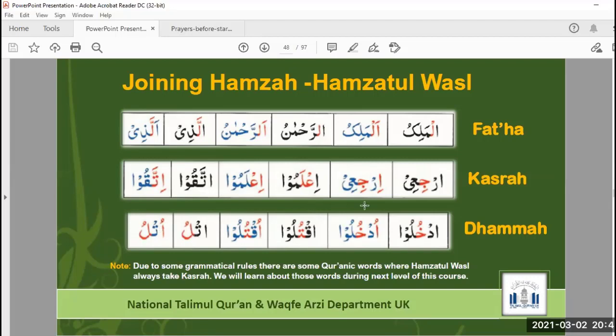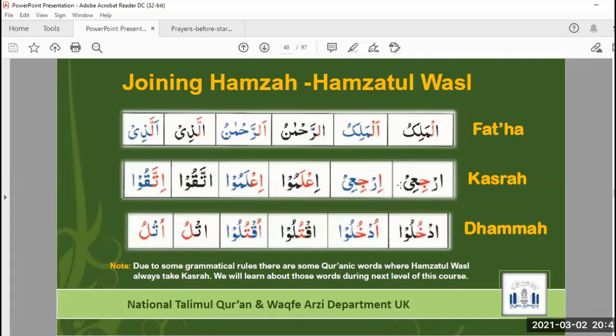Yes. So can anyone come forward and read all these words, and we will do practice, and then we will do a one surah practice here today as well. Or if you have any question, then you can ask. Is there any question on Hamzatul Wasl?